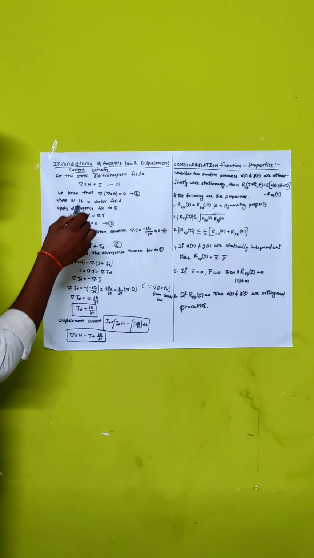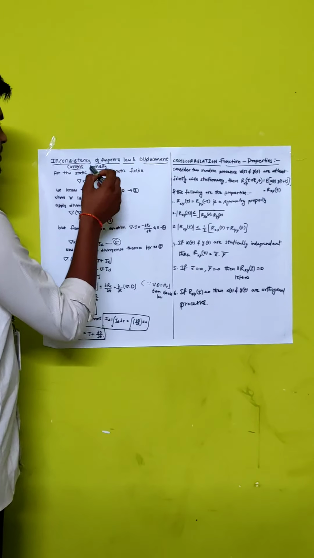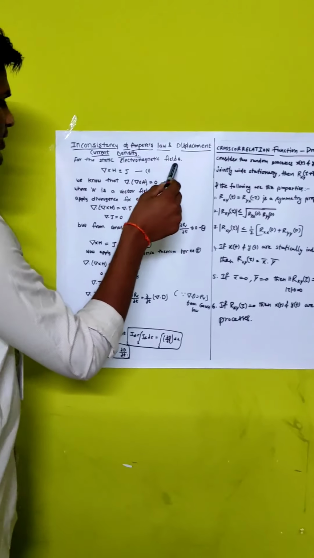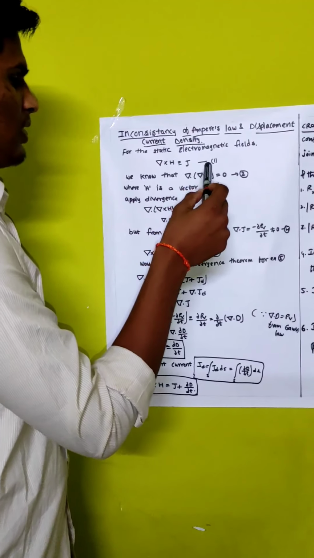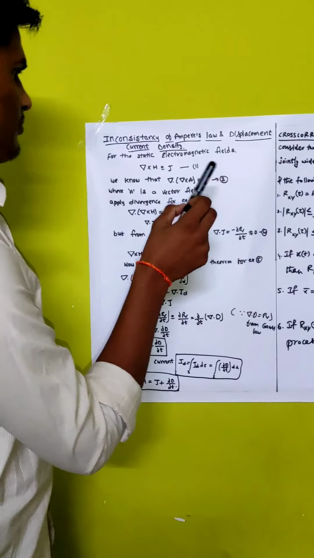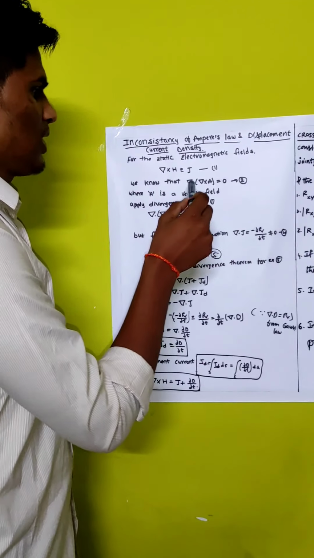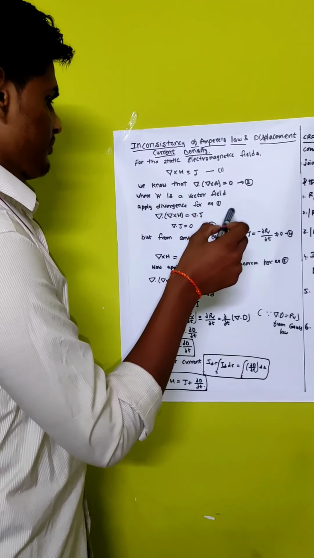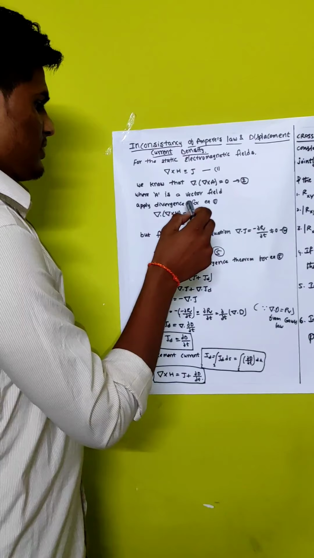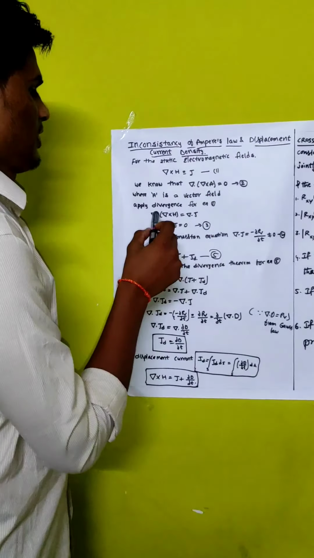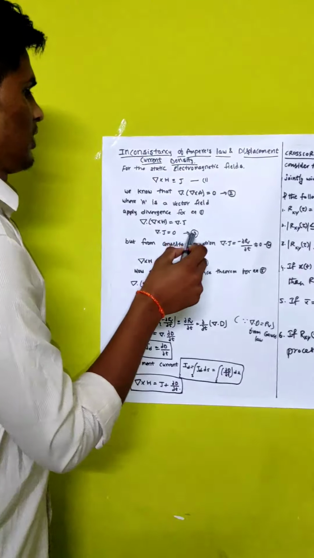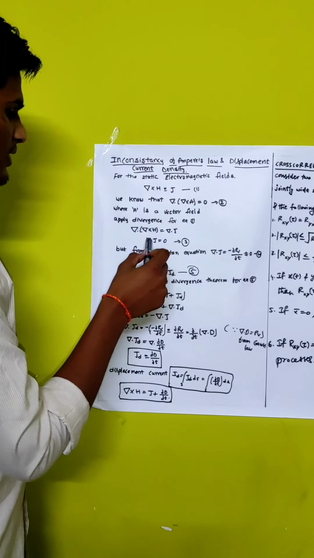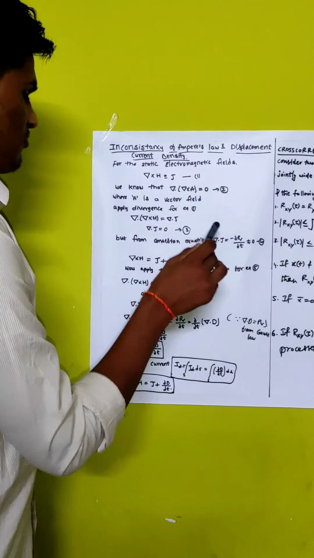The second topic is the inconsistency of Ampere's law and displacement current density in EMFW. For static electromagnetic fields, del cross H is equal to J. This is Ampere's circuital law, equation 1. We know that del dot del cross A is equal to 0, where A is a vector field, equation 2. Here we apply the divergence to equation 1. Here del dot del cross H is equal to del dot J. From equation 2, we know that del dot del cross A is equal to 0. Here del dot J is equal to 0. This is taken as equation 3.